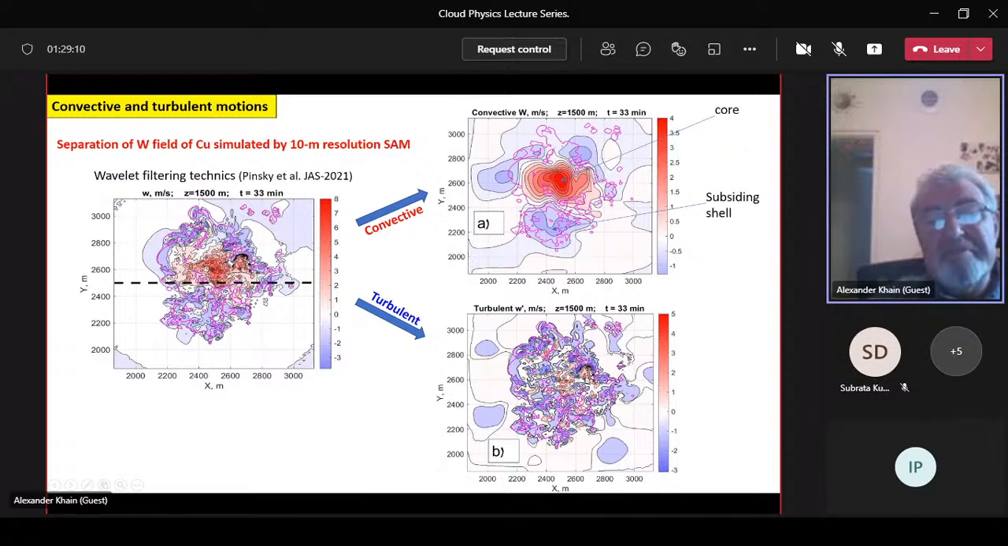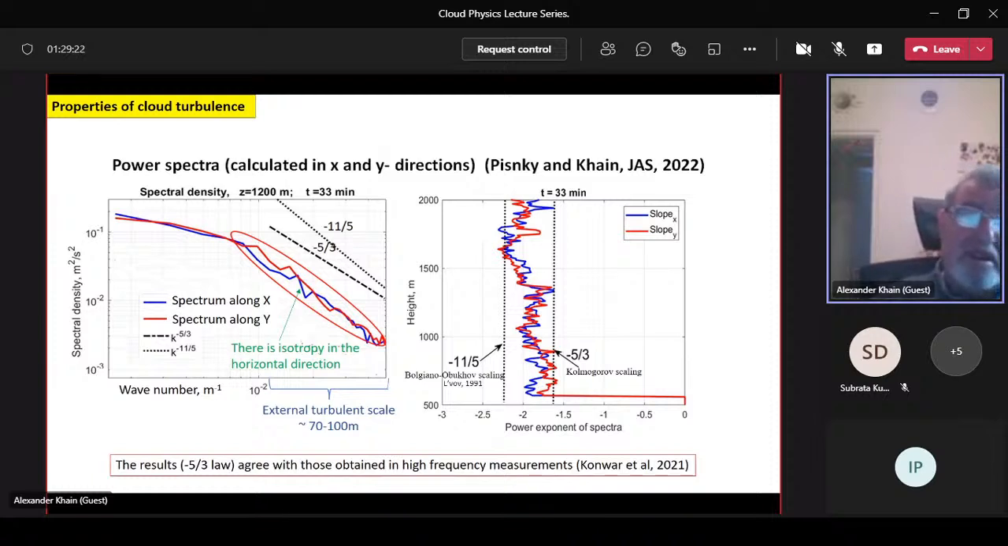We wanted to see the major properties of turbulent motions in such cumulus clouds. So using wind fields simulated by SAM with this 10-meter resolution, we calculated power spectra of turbulence in different directions, in the X direction and in the Y direction, in the horizontal. And you see, first of all, that turbulence in the horizontal direction is isotropic, but here you can see this slope. The slope is between minus 5/3 and minus 11/5.